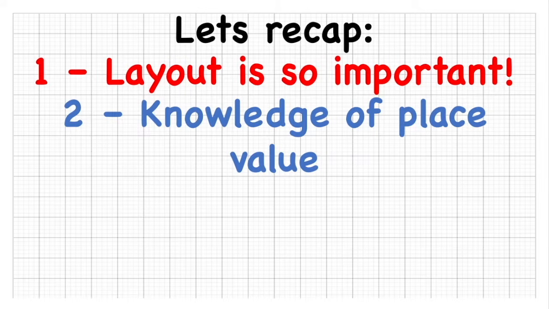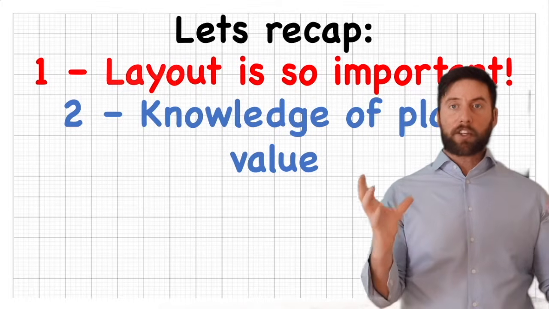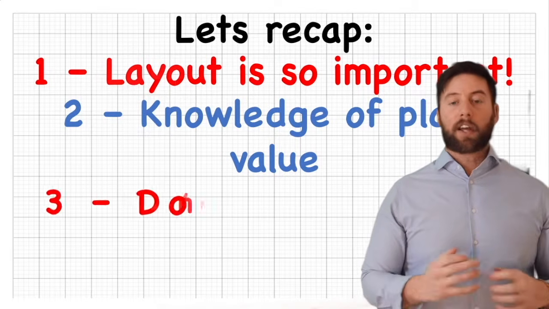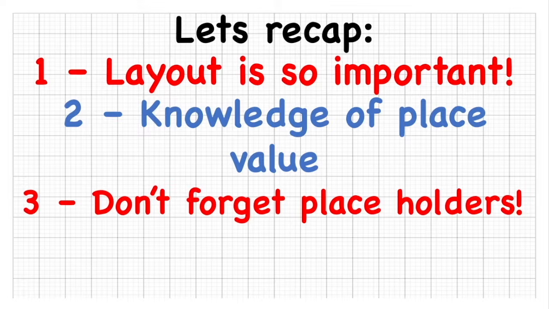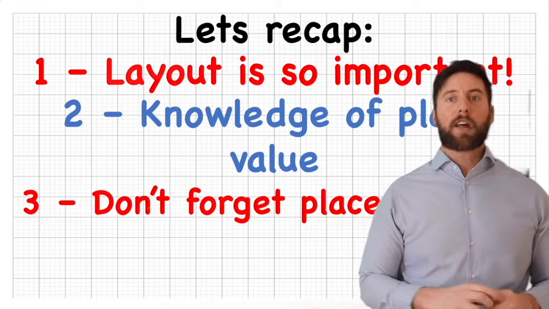The second thing to understand is knowledge of partitioning and knowledge of place value. Understanding that when we're timesing 32 by 25, we can break it down into those smaller chunks and understand what chunks we are actually multiplying at the time. Next thing to remember is our placeholders. Placeholders are hugely important to understand, not just to do, but to understand, okay? We need to understand what we're doing.